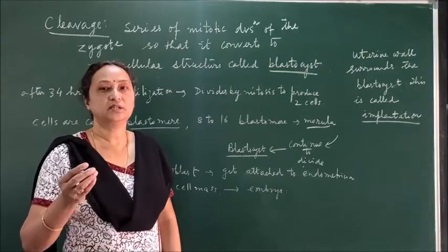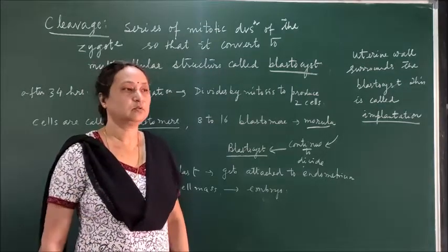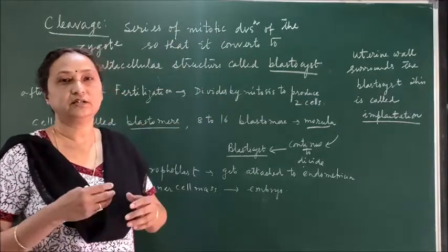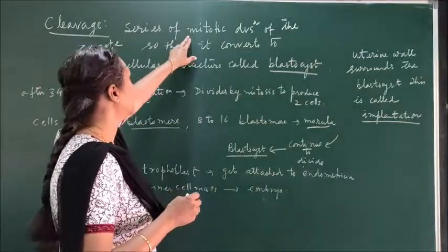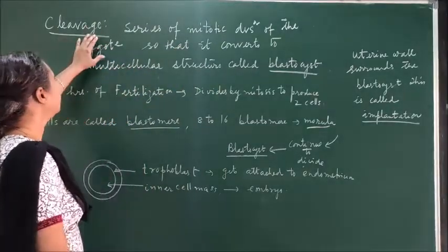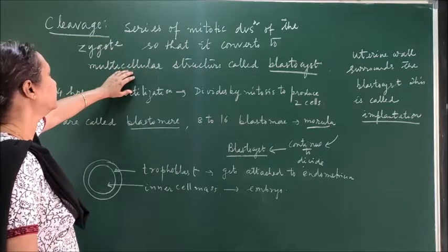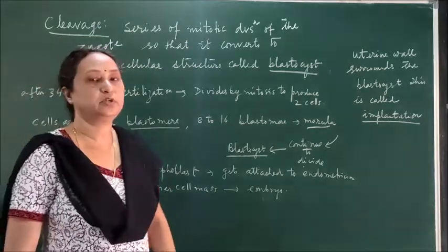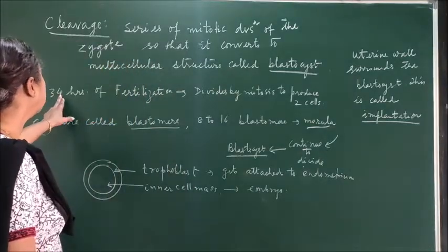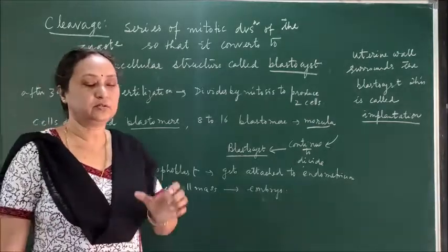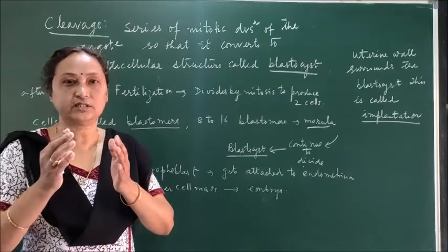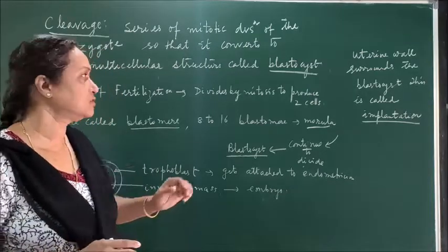So after fertilization, one single cell is produced, which is called the zygote. Now this zygote will divide by mitosis, and ultimately it changes into an embryo. The mitotic division taking place in the zygote is called cleavage, so that ultimately a multicellular structure is produced, called the blastocyst. The zygote, which has a single cell, starts dividing only after 24 hours of fertilization, and one cell divides by mitosis to produce two cells.